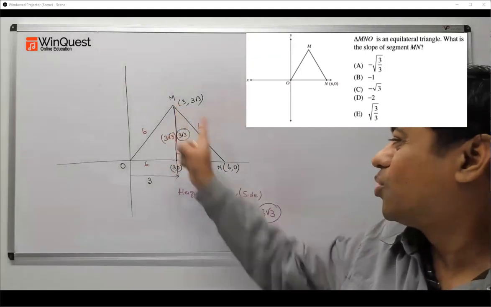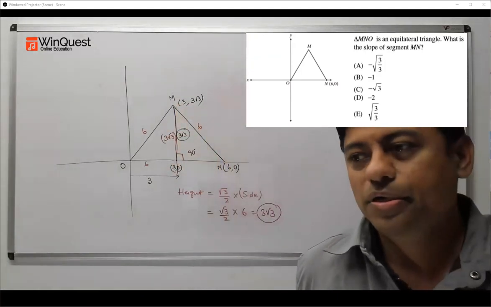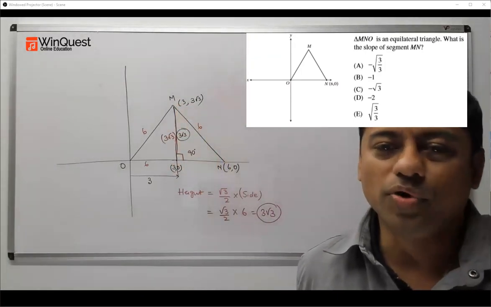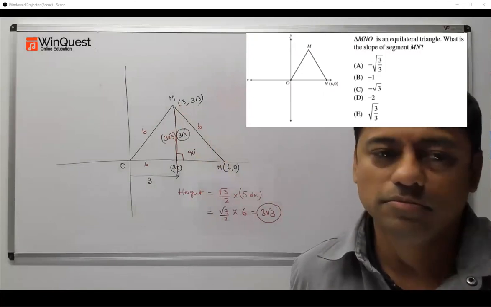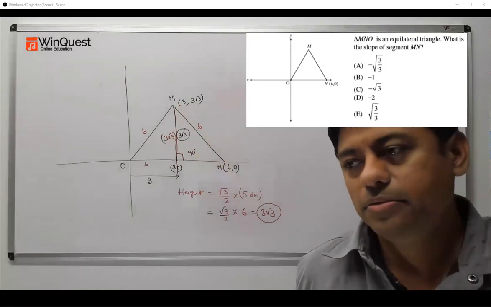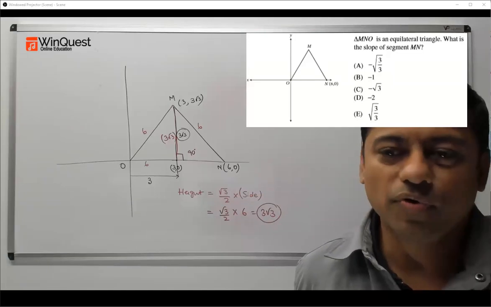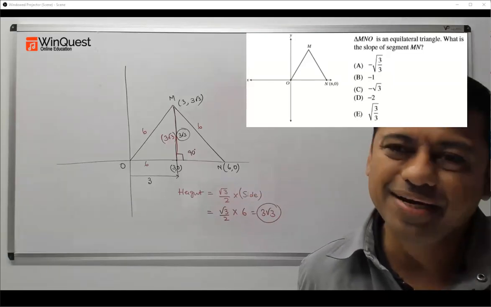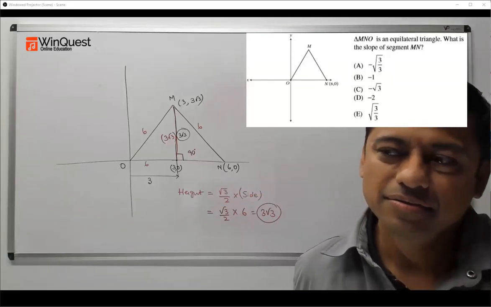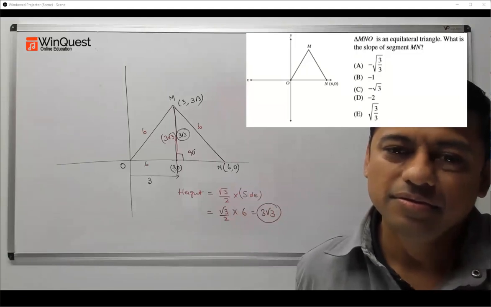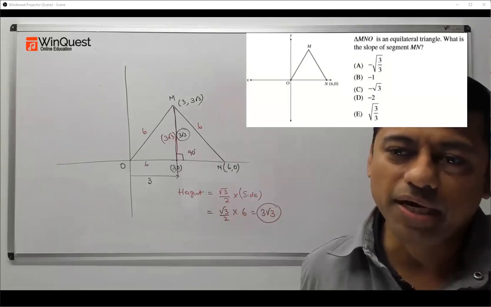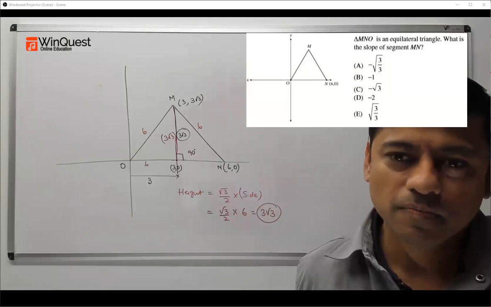Now you have 2 coordinate points. Rise over run, slope you can find. Right? Use the slope formula, rise over run, and you are done. Right? Yes, sir. Are we all clear?